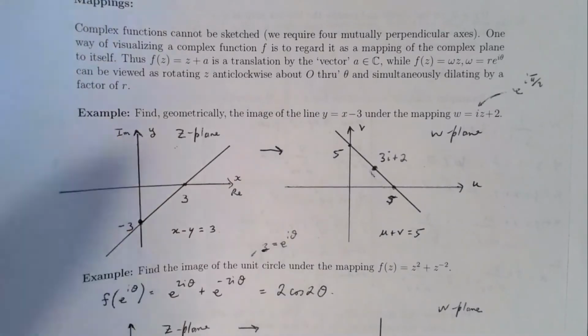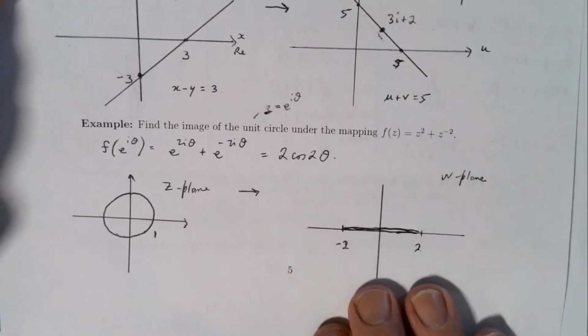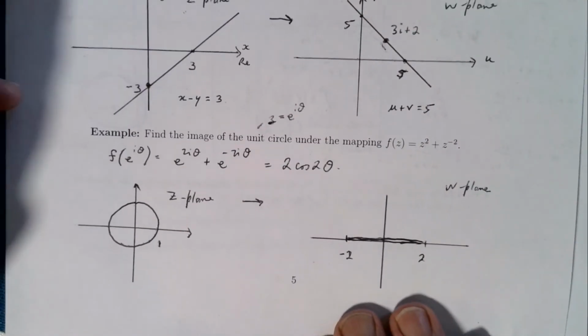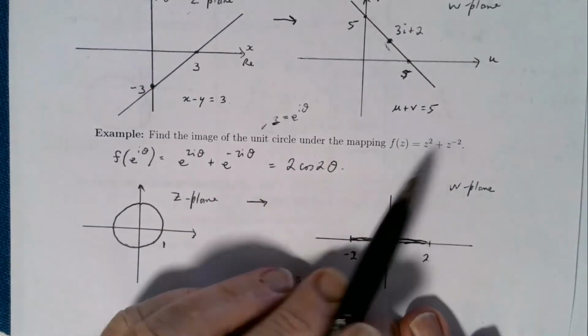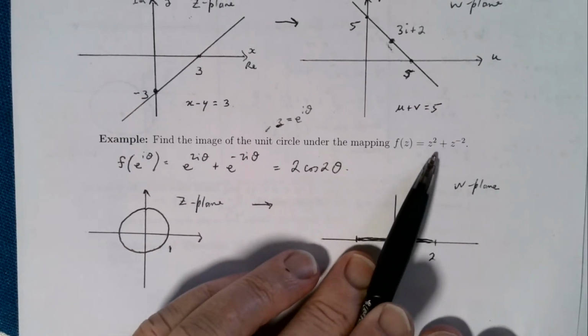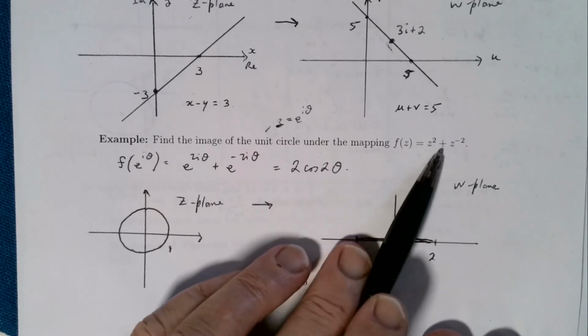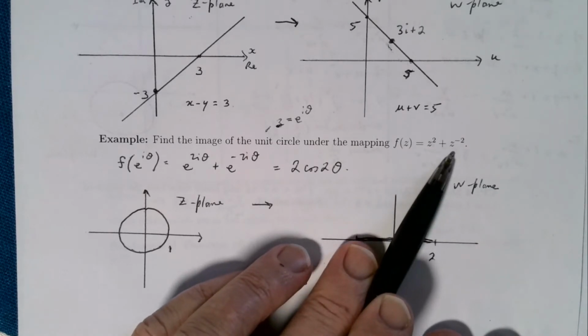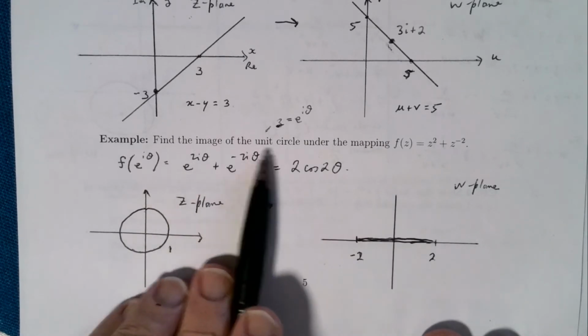Another little example, slightly different this time. This is doing quite different things. This has got squares in it, so this is not going to be of the same sort we've been discussing. So f of z is z squared plus z to the minus 2, 1 over z squared. And we want to find the image of the unit circle.